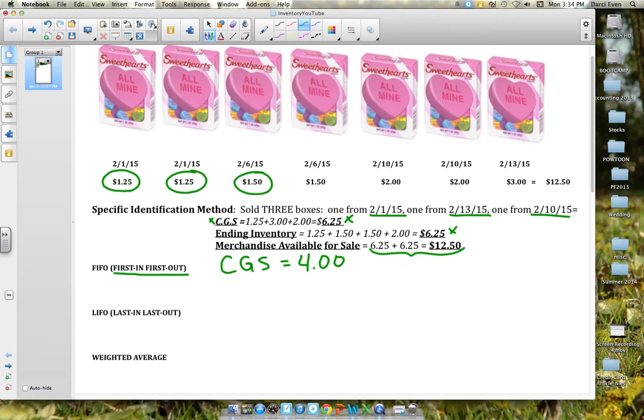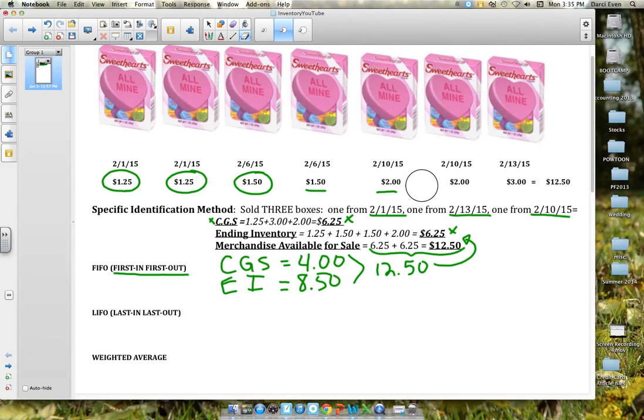The ending inventory, everything that we have left over, is going to be $8.50. If we add those 2 together, it's $12.50, which is the same as what we had up here for the merchandise available for sale. So we know that we did it right. So with the FIFO method, cost of goods sold is $4, ending inventory is $8.50. So I'm going to erase those so we can start over again.